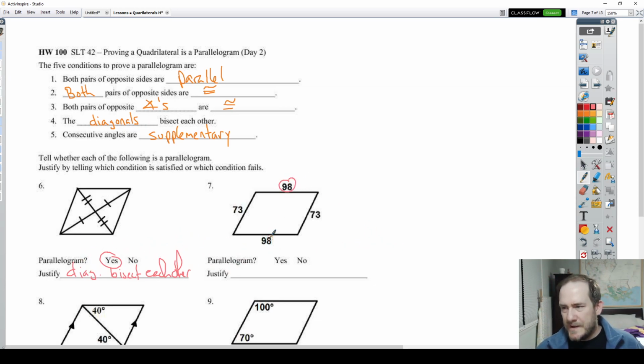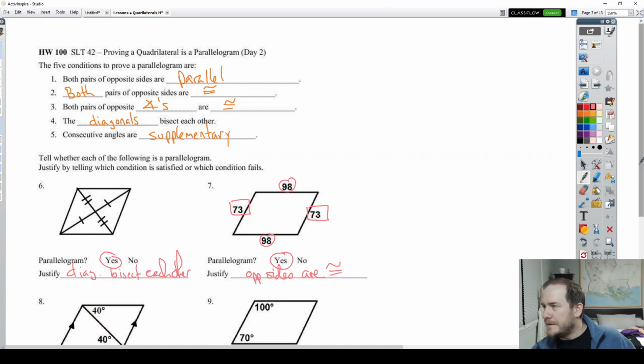Looking at this one, I've got 98, 98. I've got 73, 73. So the opposite sides are congruent, both pairs. So is this a parallelogram? Yes. Justify why? We'll just say opposite sides are congruent. All right.